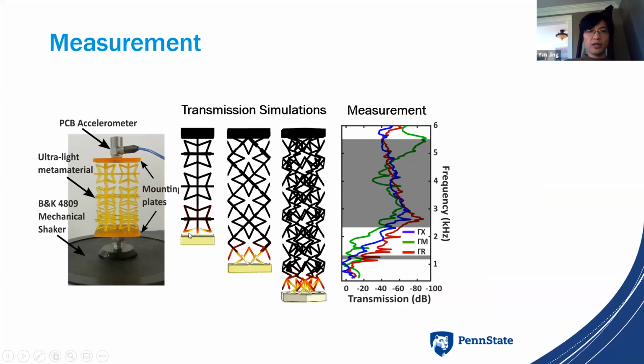Here, a student made this animation showing that if you put a shaker and apply a vibration on the bottom of the sample, the vibration does not actually pass to the top of the sample, so it gets stopped.